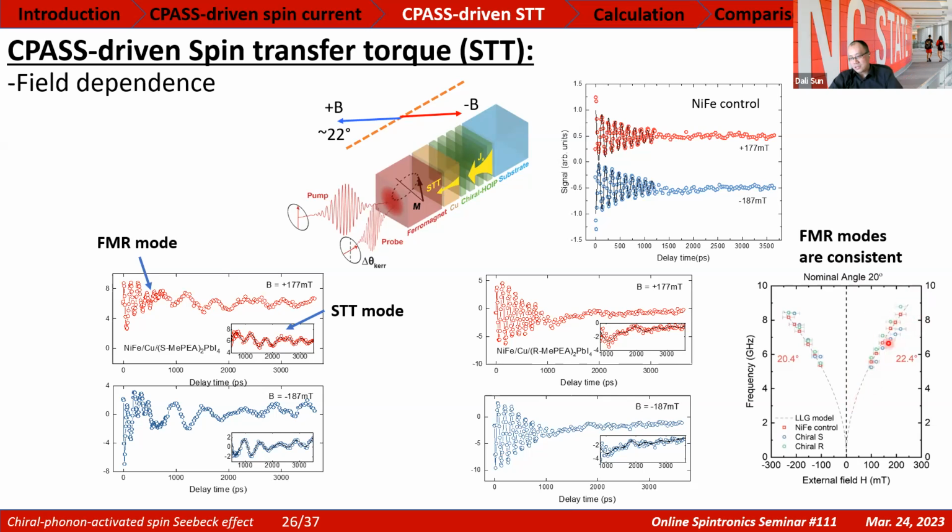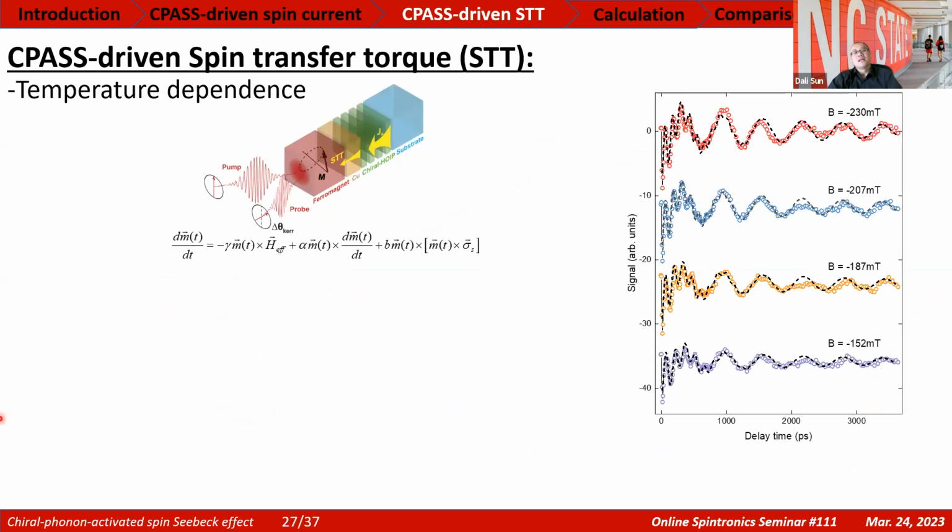And you see the Kittel equation fits very well as an ordinary ferromagnet, but you still see a long-lived oscillation signal at a long time scale, which is due to the STT mode, due to chiral-phonons. So then we do temperature dependence and also magnetic field dependence.